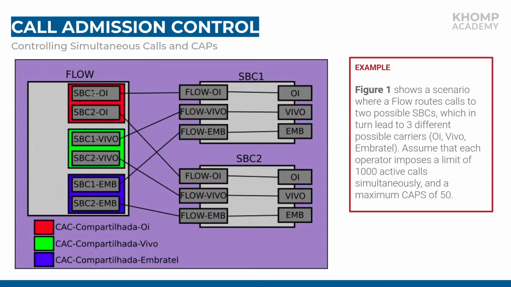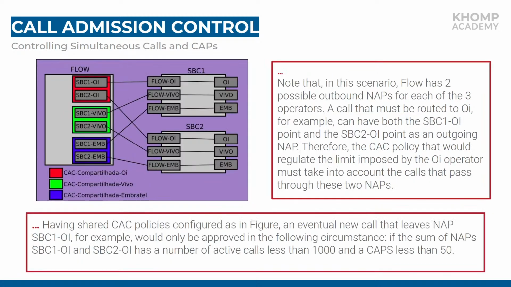So no matter how many calls SVC1 has, if you sum SVC1 and SVC2, the calls that are being forwarded via these SVCs can be superior to 1,000 active calls. So how can I program this? How can I control this?